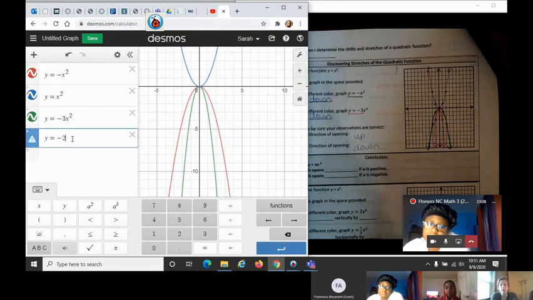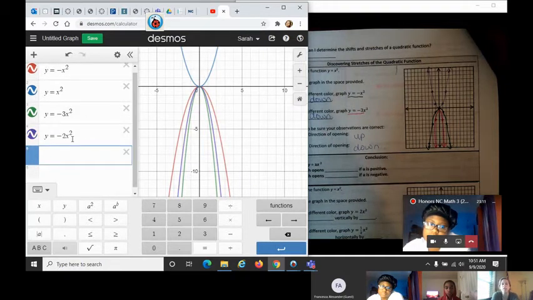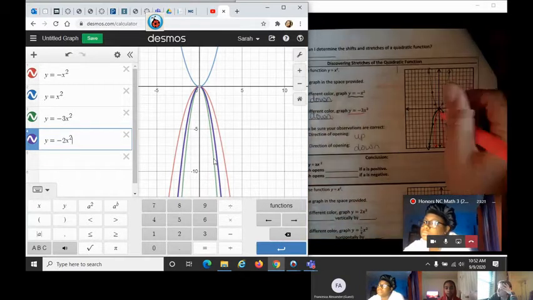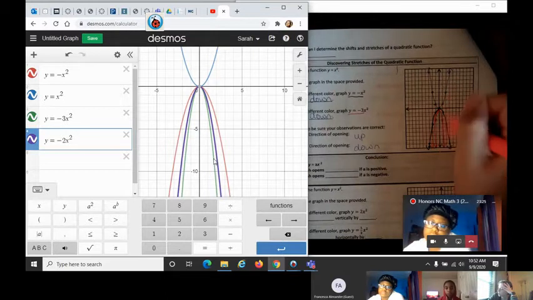equals negative 2x squared. So this one is purple. Is the purple fatter or skinnier than the green one? Fatter. Yeah, it's slightly fatter. So the smaller the number, the fatter it's going to be. So the orange is like somewhere between the green on my paper and the pink on my paper.